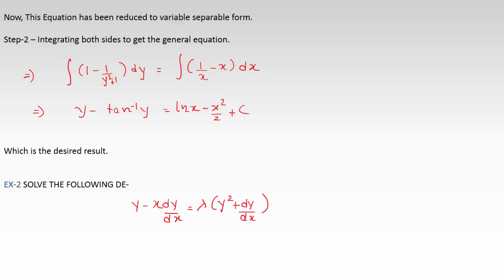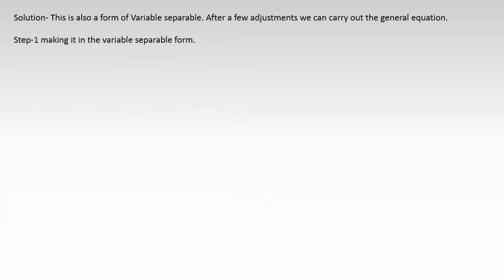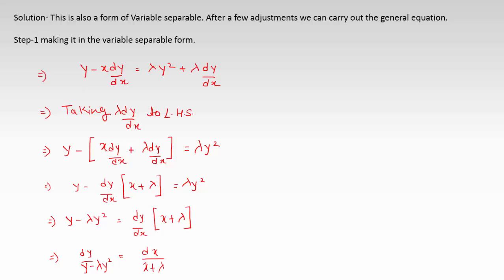Now we have some other example: y minus x dy by dx equals lambda times y square plus dy by dx. We can see that this is also a form of variable separable, but we have to make a few adjustments. First of all, we have to make it a variable separable form. For that, we multiply lambda into the bracket, so the right hand side becomes lambda y square plus lambda dy by dx. Then we shift lambda dy by dx to the left hand side so that we get the equation we have right now.